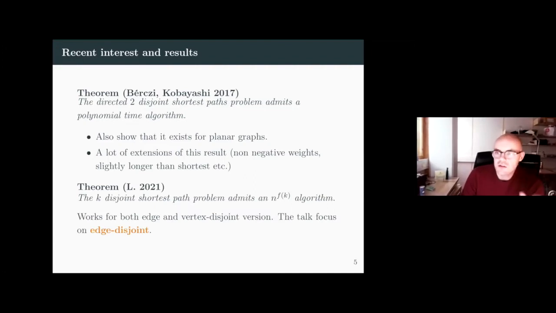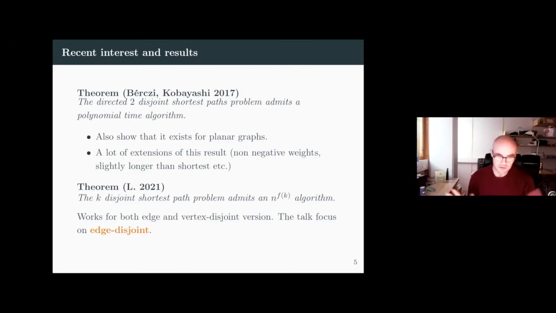Now the goal of the talk will be to present the proof that I made. It was on arXiv last year, but it will appear next year, 2021. It shows that the k-disjoint shortest paths problem admits an n to the f of k algorithm, so an XP algorithm. The argument works for both the edge disjoint and vertex disjoint versions. I didn't specify this in the presentation, but it works for both. The paper is written for vertex because it's the hardest case, but the talk will focus on the edge disjoint version because it simplifies some technicalities.